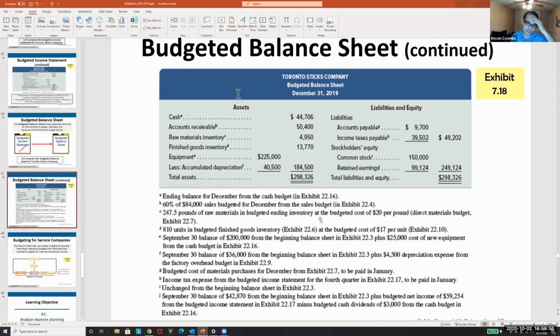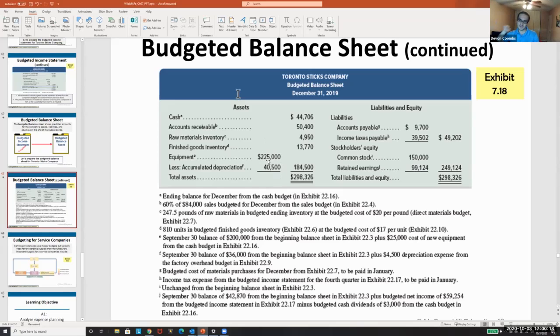We didn't take depreciation into consideration for this budget to simplify it. It's already complex enough built into the equipment. We're splitting out depreciation here in F. We have 36,000 at the beginning plus 4,500 depreciation expense in the factory overhead budget. So in our factory overhead budget, we have depreciation not for the $25,000, but for the $200,000.